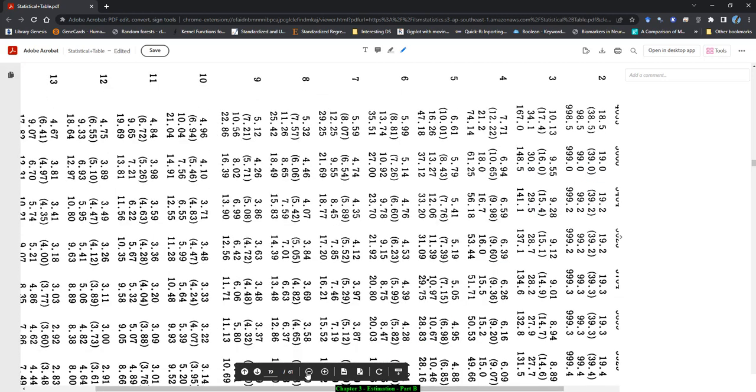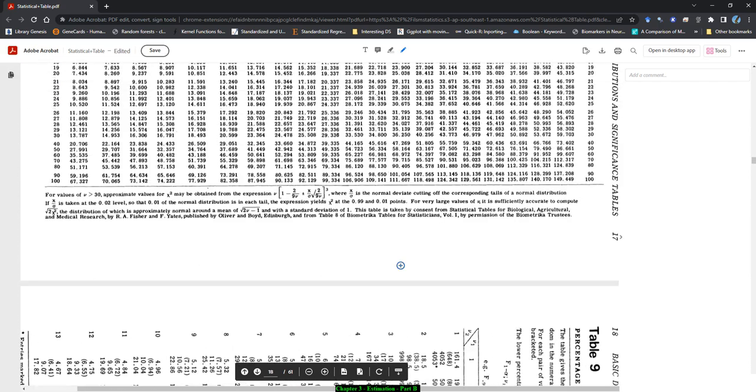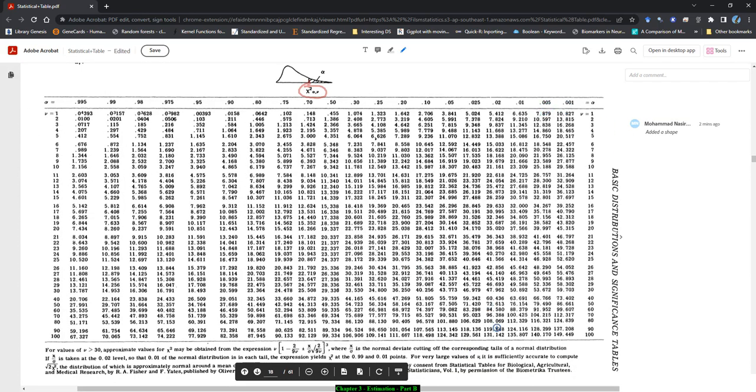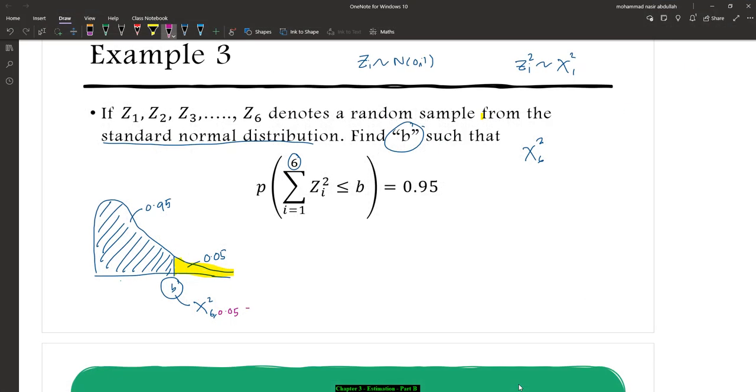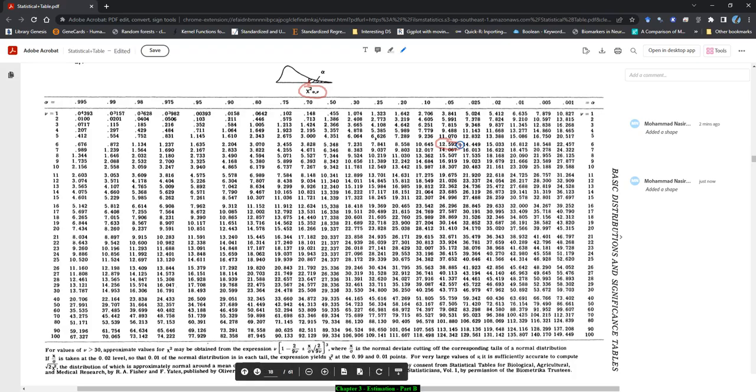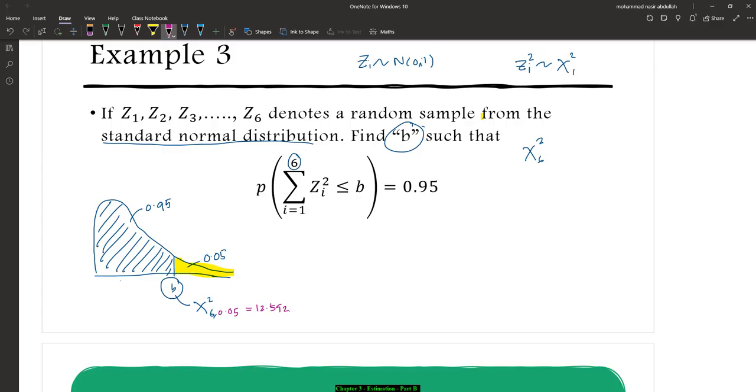Maybe here, one moment. Oh yes, it's at the edge, it was hidden, okay. 0.05, this one. So, the chi-squared degrees of freedom is 6. So, 6 is here, 12.592. So, is it equal to 12.592? Can you double confirm with me? 12.592, yes. So b is equal to 12.592. Very simple. I just want to teach you how to use the statistical table. Okay. Can? Are you okay?